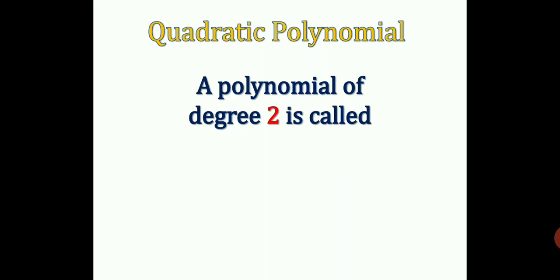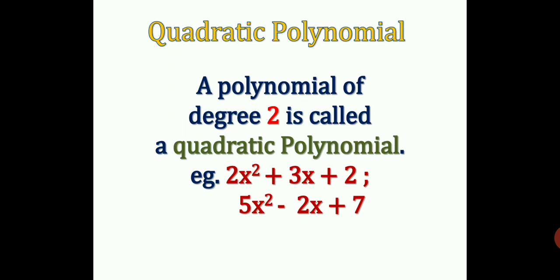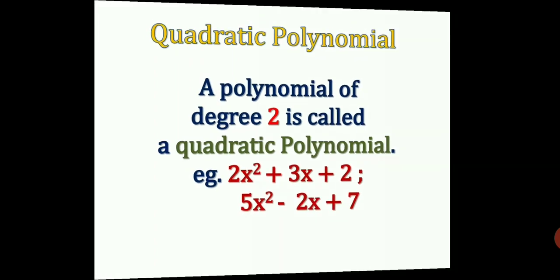This is most important for us because our topic is the zeros of a quadratic polynomial. So what is a quadratic polynomial? A polynomial whose degree is 2. For example, 2x square plus 3x plus 2. Check it: the degree is 2, so this is a quadratic polynomial. Another is 5x square minus 2x plus 7. Again the highest power is 2, so the degree is 2.